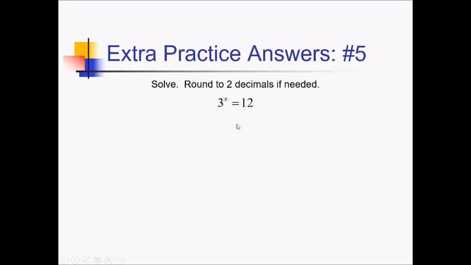For this problem, 3 and 12 are not both powers of an easy base anyway, so I can't use the common base method here. I'm going to have to use logarithms. I noticed that this 3 to the x term is already isolated, so I can just go ahead and take the log of both sides.